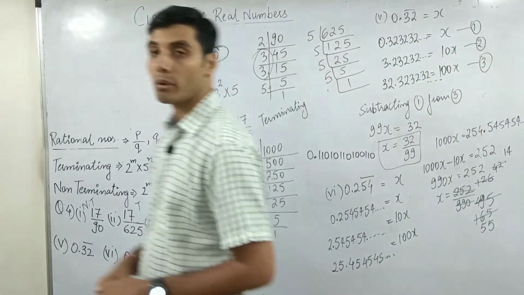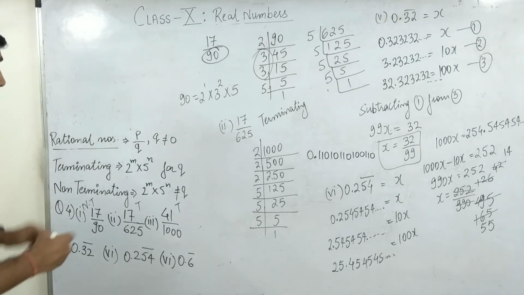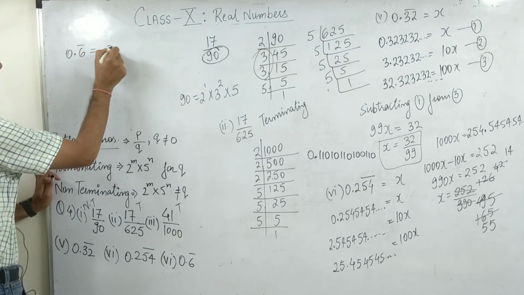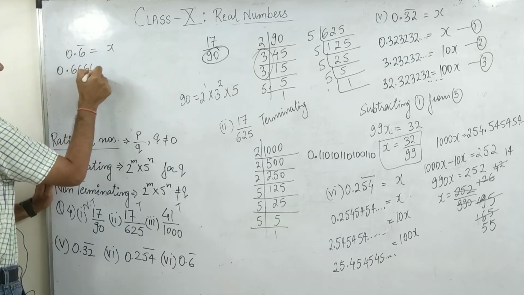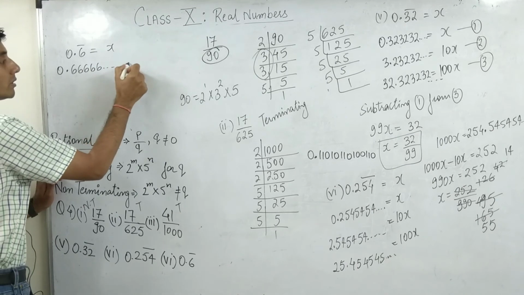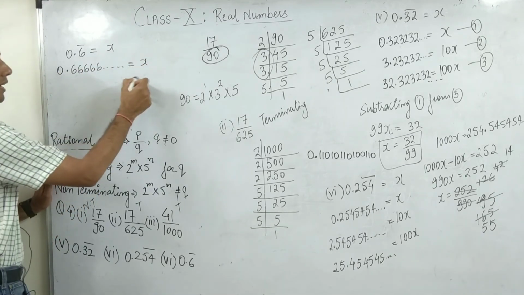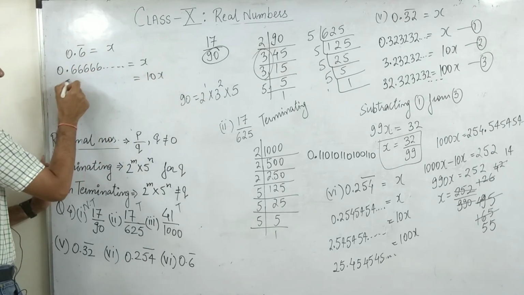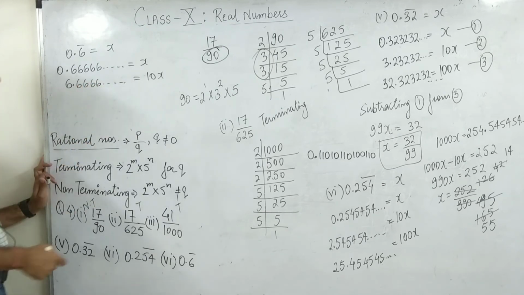So that's how you are going to solve all these questions. Now let's do the last question, 0.6 bar. 0.6 bar, it should be equals to x. So this number is going to be 0.66666 dot dot dot x, right? Let's multiply both the sides by 10. So this is going to be 10x and 10 से यहाँ पर भी multiply किया. So this will become 6.6666 dot dot dot, right?